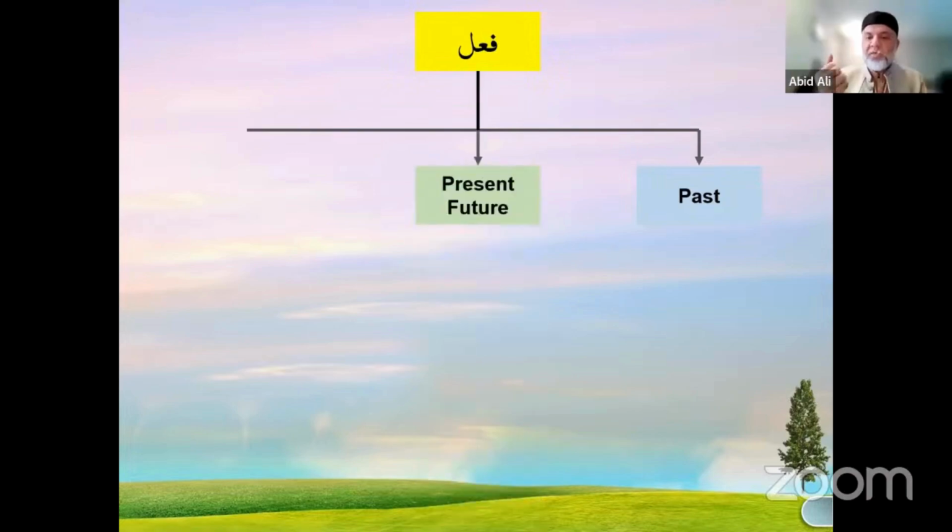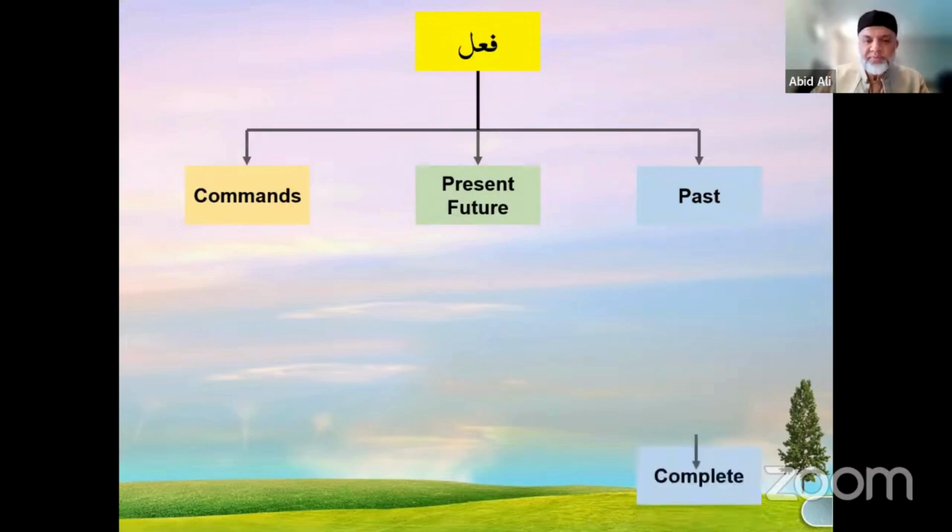So we need to know if it's a past fail, is it done completely, or is it going to be future, or is it going to be present? Now, in other languages, the three tenses are treated separately. The past tense is separate, present is one and future is one. But in Arabic, they have one for past, and then present and future are combined in one. And then we also need to know the commands. How do you tell somebody to do something? The do's and don'ts.